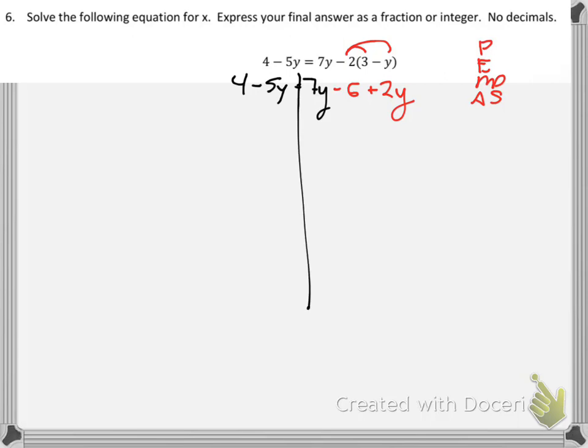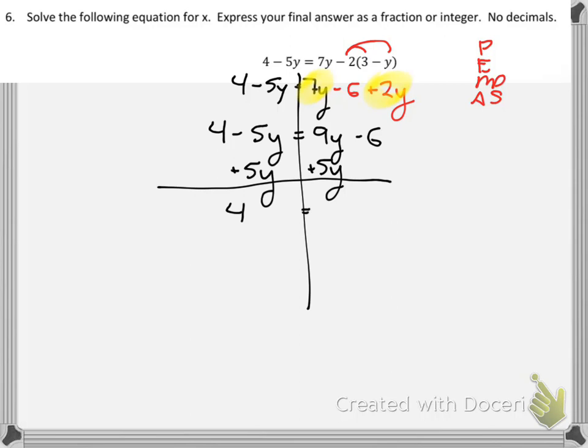Okay, so now I want to look at like terms. I have a 7y and a 2y, so I can combine them. 7y plus 2y is 9y. And the reason I can combine them is because they're already on the same side of the equation. If they were on opposite sides of the equation, then I couldn't do that. So now we do have still two variable terms. We have a negative 5y and a positive 9y, but they're on opposite sides. So to get them all on one side, I have to do the opposite. And I'm going to decide to add 5y to both sides, and the reason I'm doing that is because I want my coefficients to stay positive if possible.